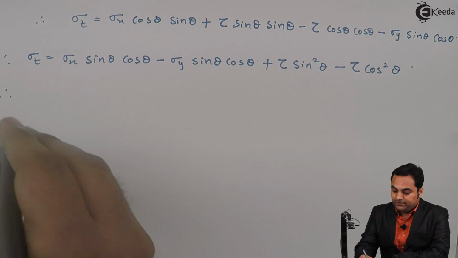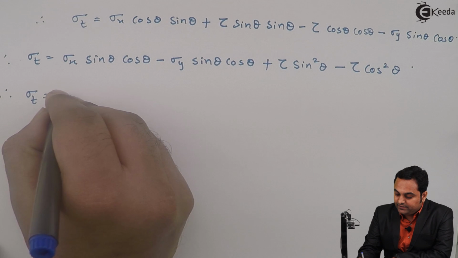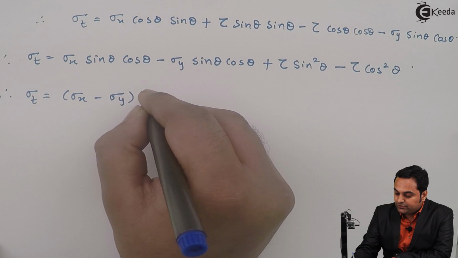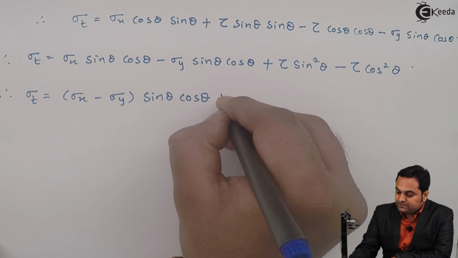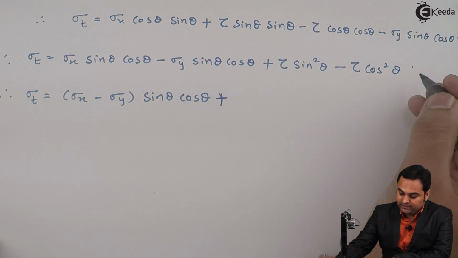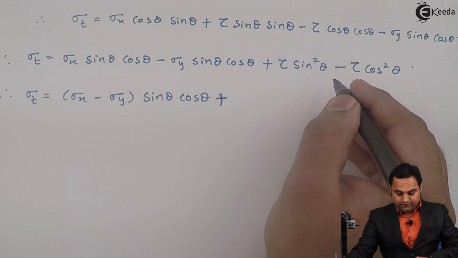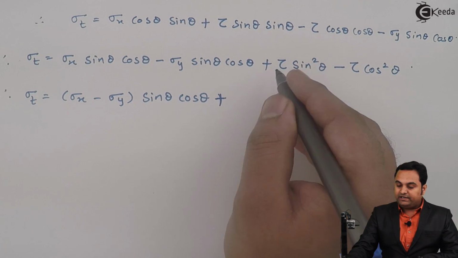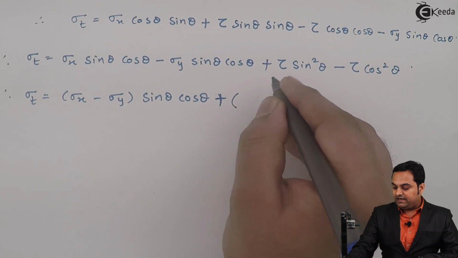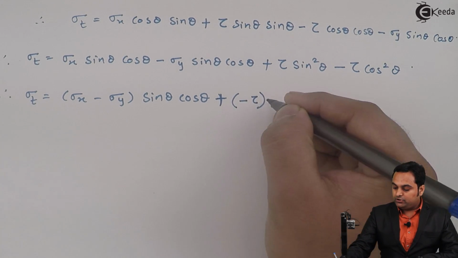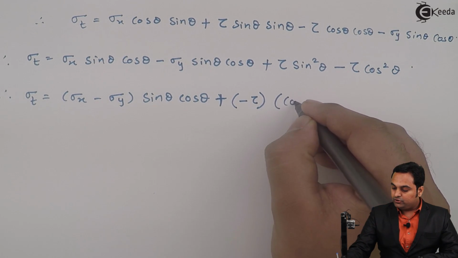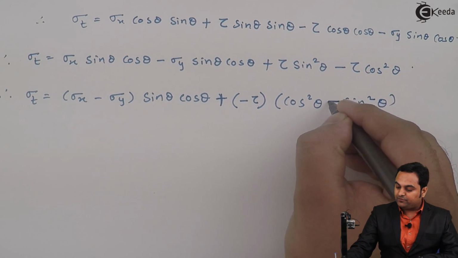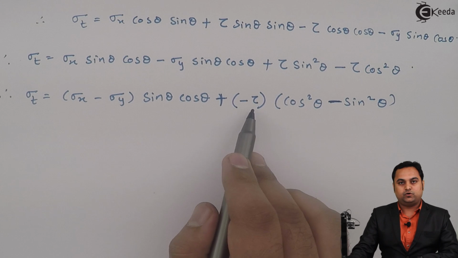So therefore here sigma t will be equal to, I can take sigma x minus sigma y together and taking sin theta cos theta common, plus here in this case as well I can take the term, here I am having plus tau. So what I'll do to write it in a more effective way, I'll take minus tau common, so in the bracket I am left with cos square theta minus sin square theta, because I want to write it in some special form, that is why I am taking minus tau common.